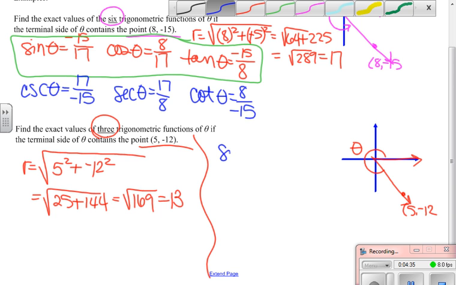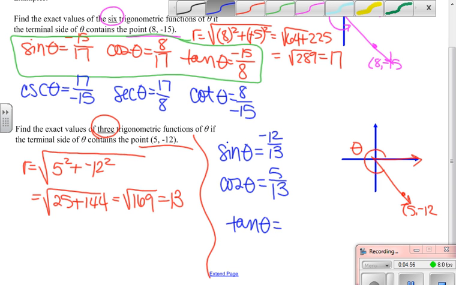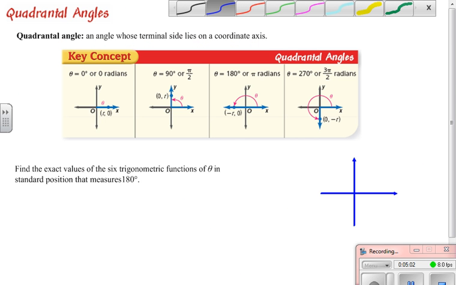So, sine of this theta angle is y over r, negative 12 over 13. Cosine of theta is equal to x over r, 5 over 13. Tangent of theta is equal to y over x, negative 12 over 5.